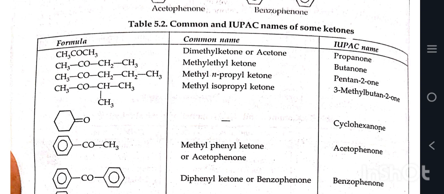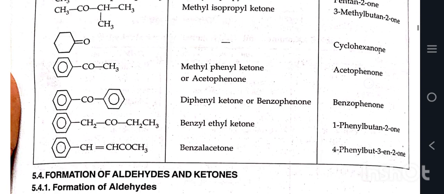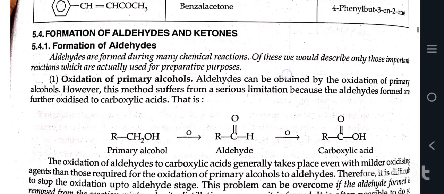methyl phenyl ketone or acetophenone, diphenyl ketone or benzophenone, benzyl ethyl ketone, 1-phenylbutan-2-one, benzylacetone, 4-phenylbut-3-en-2-one. Formation of aldehydes and ketones.